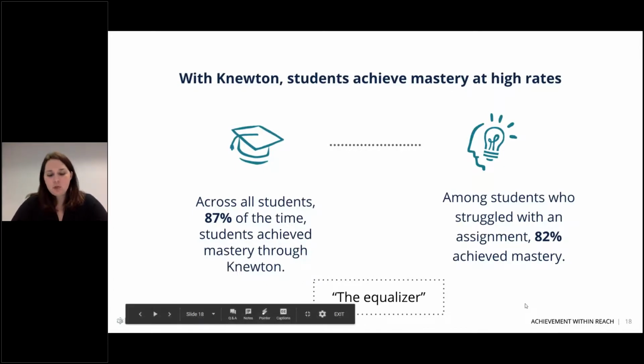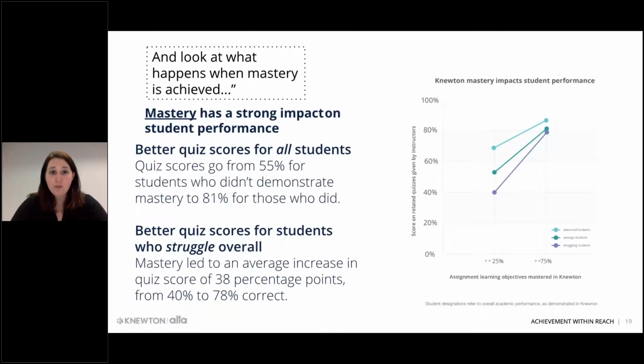So we wanted to make sure that it wasn't just that they could get 100% and they were willing to stick it out. So what we did is look at differences in quiz scores between students who achieved mastery and students who did not. And what we saw overall for students who did not achieve mastery, they were getting an average of 55% on their quizzes for associated content. Those who did achieve mastery were all the way up to 81%. So a significant gap here.